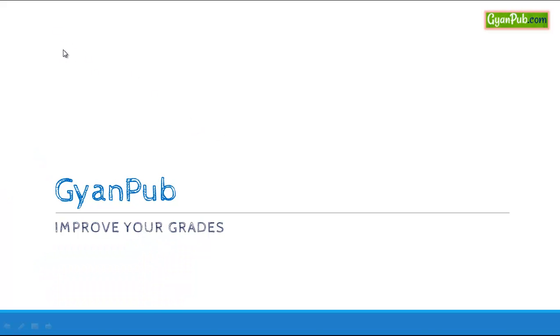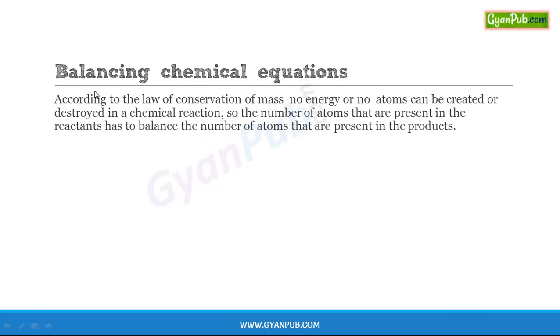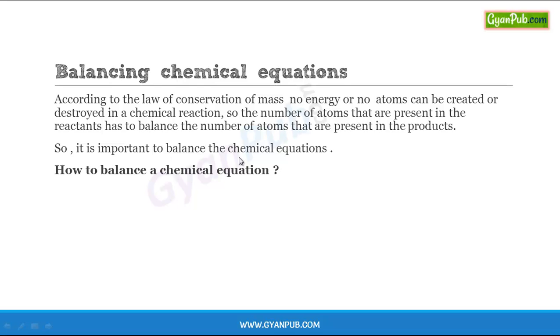Now let us discuss balancing the chemical equation. Why do we balance a chemical equation? According to the law of conservation of mass, no atom or mass is created or destroyed in a chemical reaction. So the number of atoms present in the reactants has to balance the number of atoms present in the products. The total mass on the reactant side should equal the total mass on the product side. That is why it is important to balance the chemical equation.